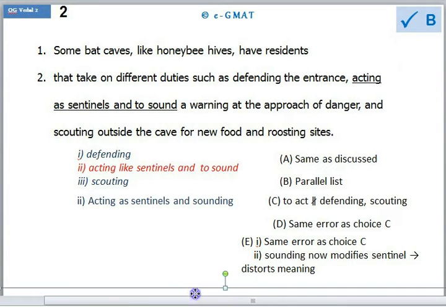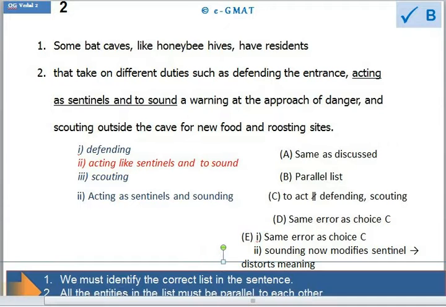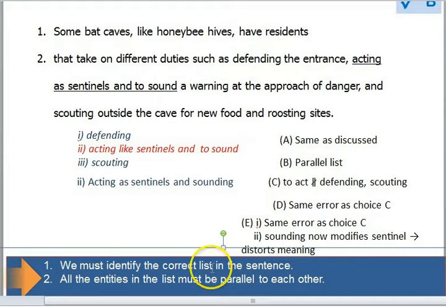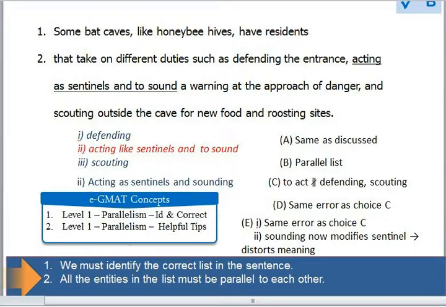Now let's take a look at the takeaway messages of this sentence. Okay, so we must be able to identify the correct list in the sentence, and we must ensure that all the elements in the list are logically and grammatically parallel to each other. And the concepts tested in this question have been covered in e-GMAT concepts level 1 parallelism identify and correct and level 1 parallelism helpful tips.